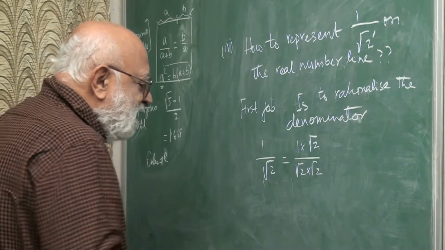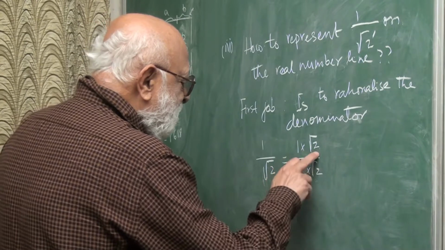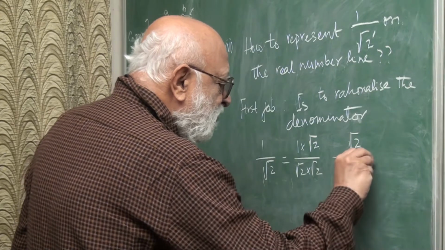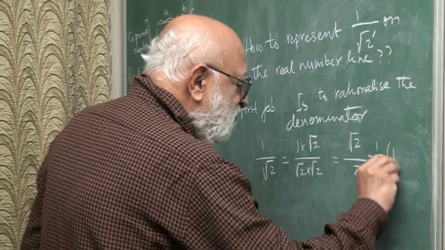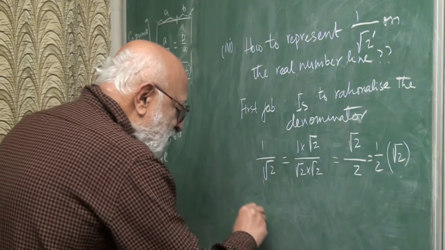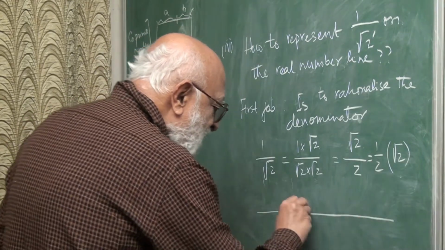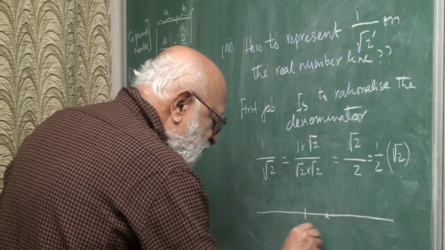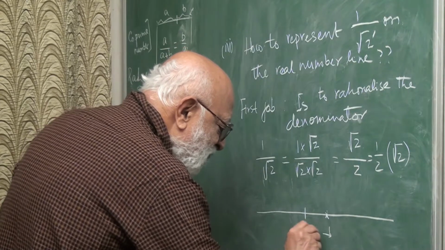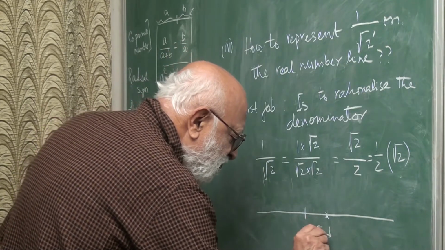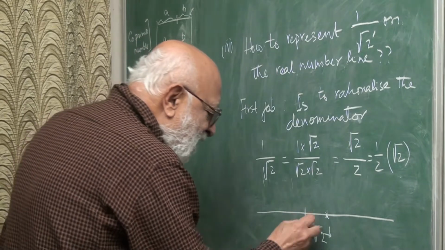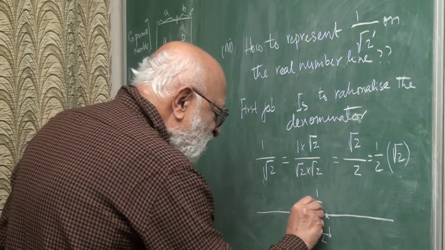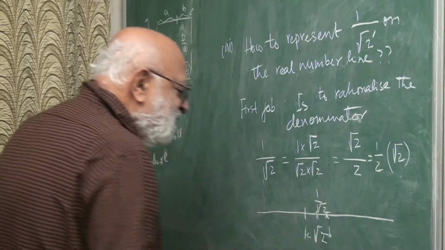Okay, so what does that give me? This one will be root 2 and this one will be 2, which is the same as half into root 2. So on the number line, I will find out the position of root 2. So let us say this is about root 2, this much, then I'll take half of it. So this would be the position of 1 upon root 2. Isn't it interesting?